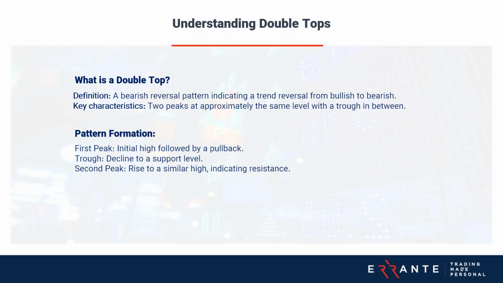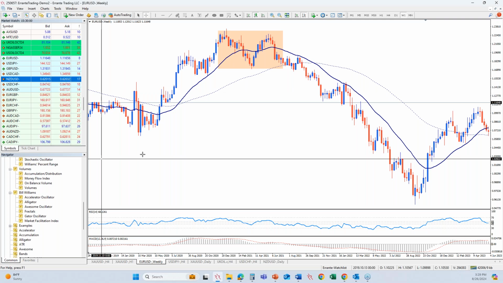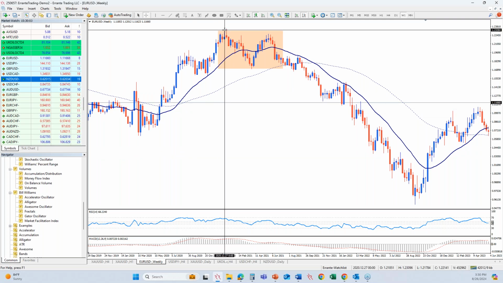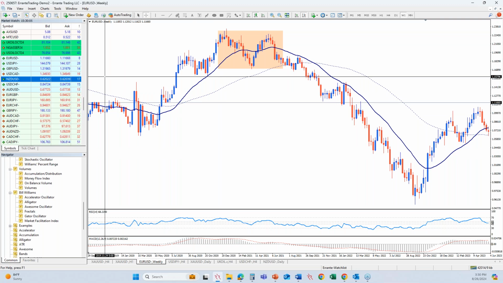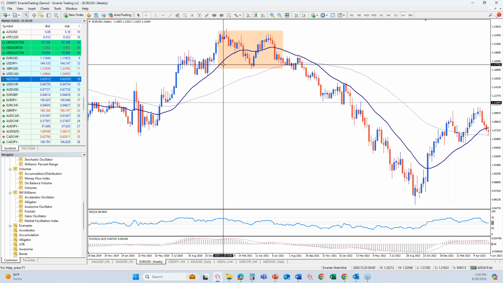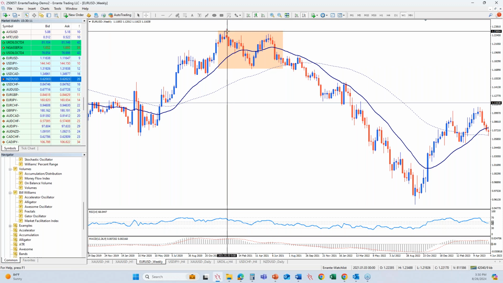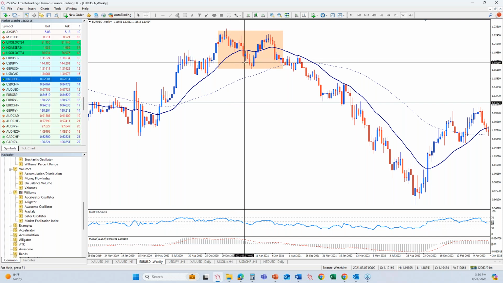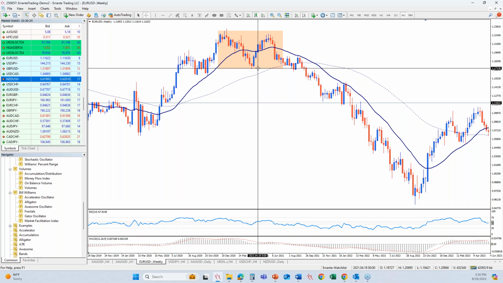First peak: the pattern begins with an initial high, like here, where the price reaches a peak after an uptrend. After hitting this high, the price pulls back as sellers start to take profits or short the asset. Then, following the pullback, the price declines to a support level at this level. This is the lowest point between the two peaks and is crucial in defining the neckline of the pattern.